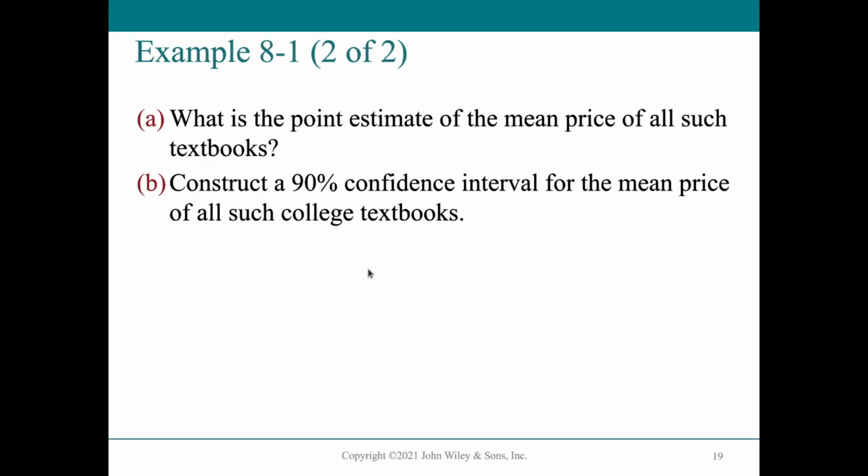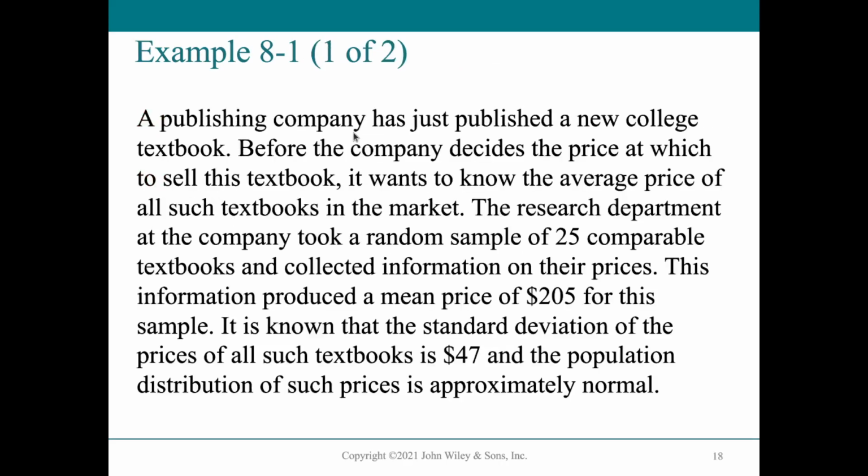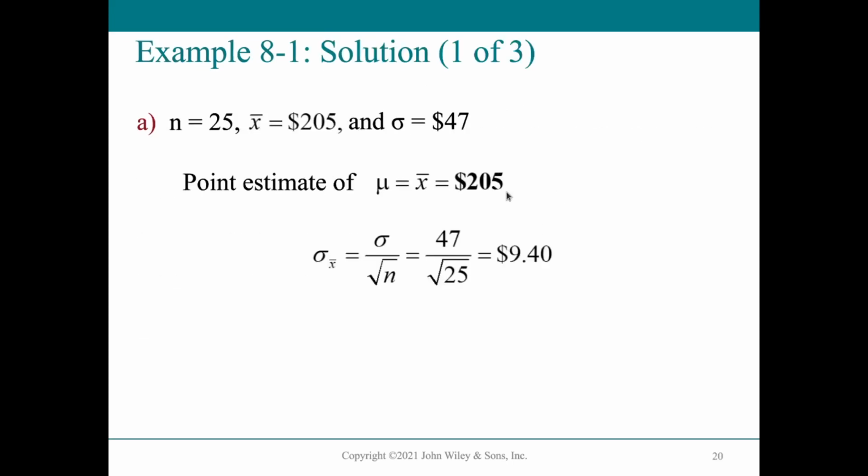So the mean price should fall within a certain range, and we want to be 90% confident that the true mean price is within the range that we have constructed using our point estimate. The point estimate is basically the same as our sample statistic, and our sample statistic is our sample mean, which is $205. This is from the statement in the problem: this information produced a mean price of $205. So that's our sample statistic.